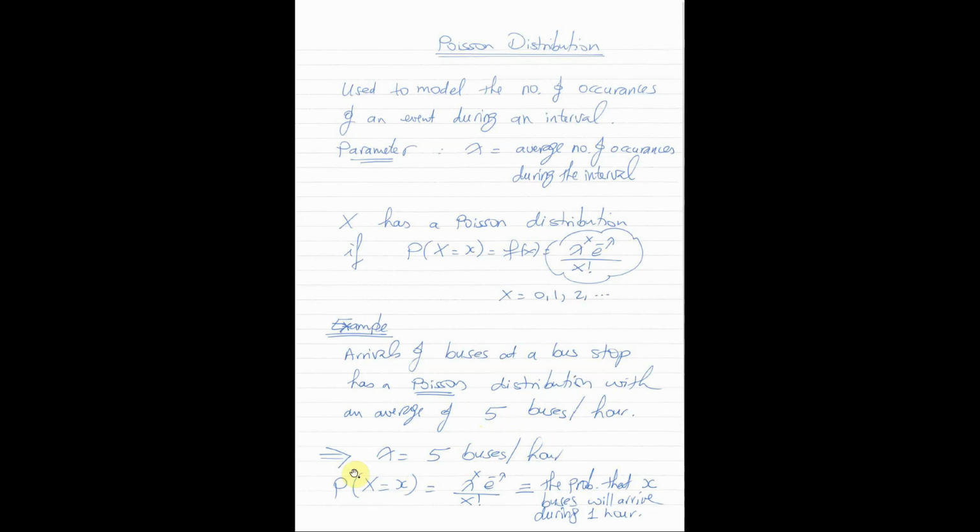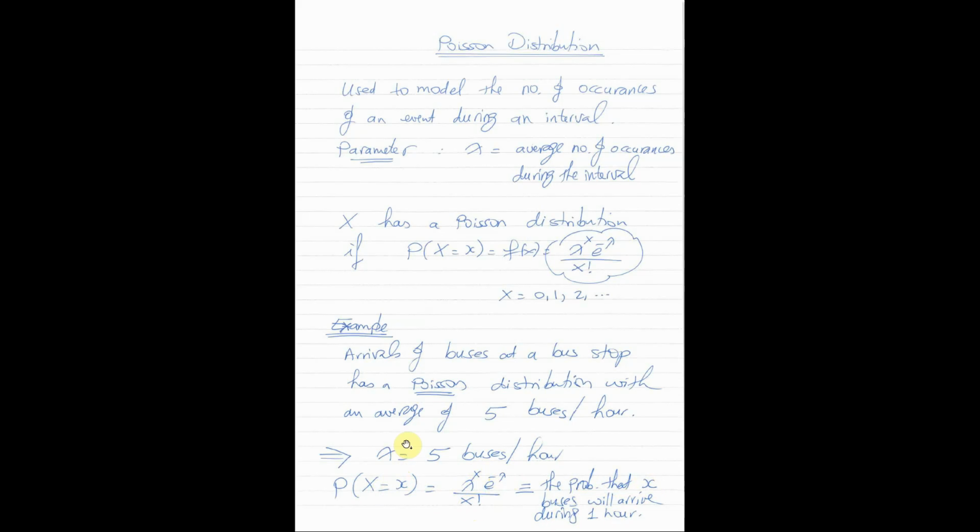Now, what is the probability function if we need to calculate, if the question says, what is the probability that during 1 hour we have exactly 3 buses arriving? What is the probability function that we use? Because we have a Poisson distribution, we use the Poisson function, which is lambda to the power of x, e to the power of minus lambda, over x factorial, which gives you the probability that exactly x buses arrive during 1 hour. So if the question is, find the probability that 3 buses arrive during 1 hour, we just substitute lambda to the power of 3, e to the power of minus lambda, over 3 factorial.